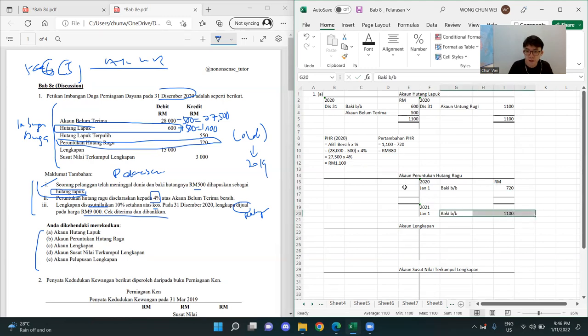So when there's a BB, there is a HB. 1100. All right, then you compare lah. Debit or credit side lebih besar. Debit side 1100. So how much is this one? 1100 minus 720. We get 380. Same figure. What is this 380? This is a pertambahan peruntukan hutang ragu. This one, pertambahan PHR. This one, December 31st.